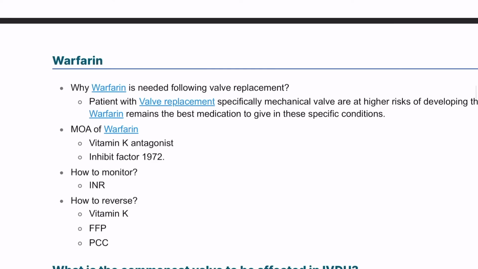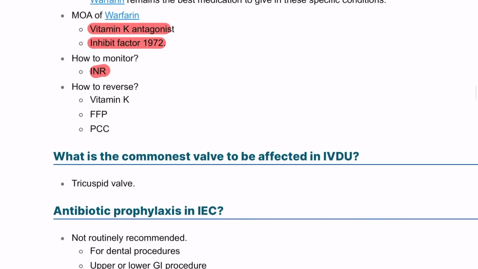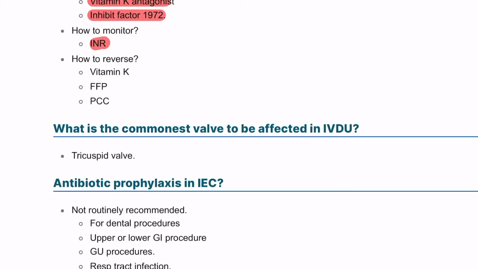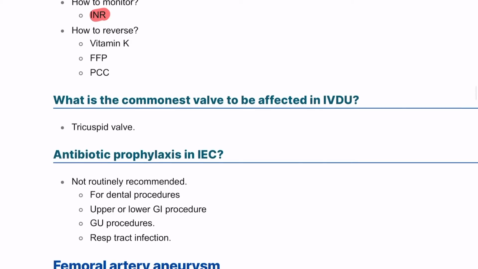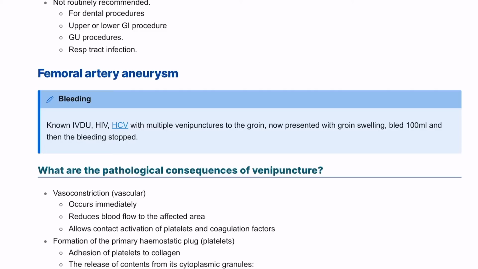We talked about warfarin. Patients on valve replacement need warfarin for life. And the mechanism of action is a vitamin K antagonist, affecting factors II, VII, IX and X. INR is used to monitor it. You can reverse it with vitamin K, fresh frozen plasma, or prothrombin concentrate. The last part is antibiotic prophylaxis in infective endocarditis. As per NICE guidelines, it's not really needed for dental procedures or for upper and lower GI procedures or anything like that.